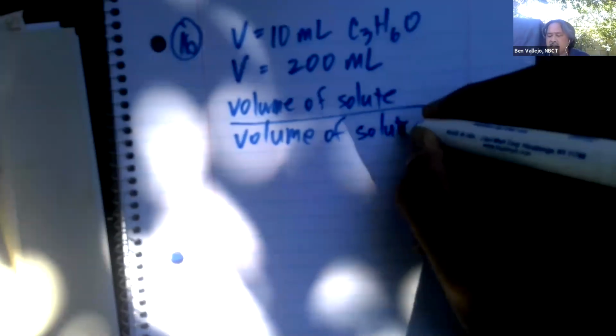Now, careful with this one. Remember, and here's the formula. It's the volume of the solute divided by the volume of the solution. And then you've got to move the decimal point over because it's a percentage. Okay, and that's all they gave you, actually.